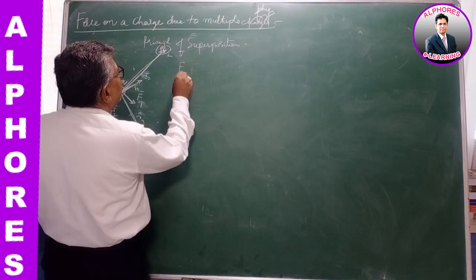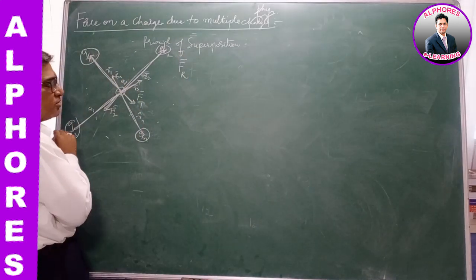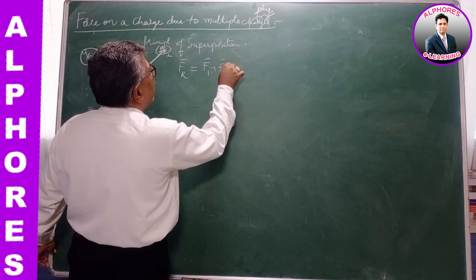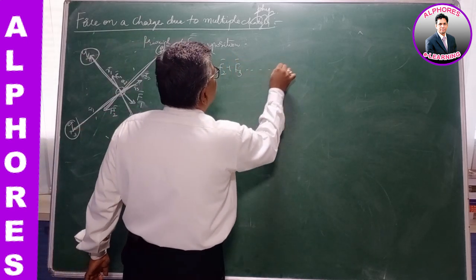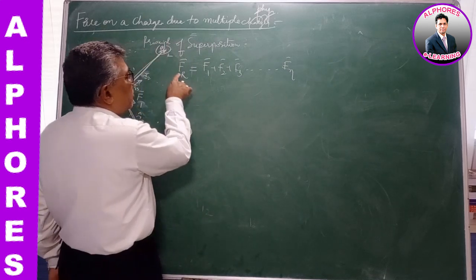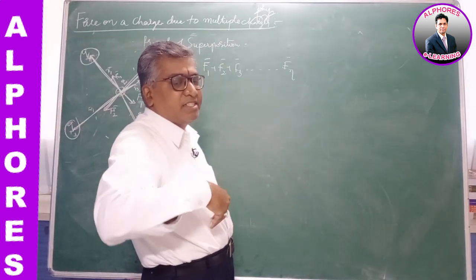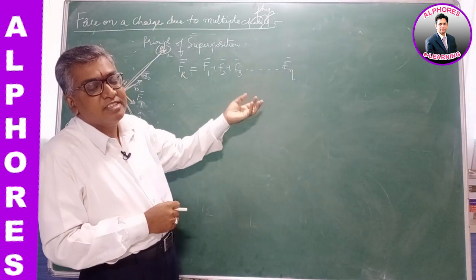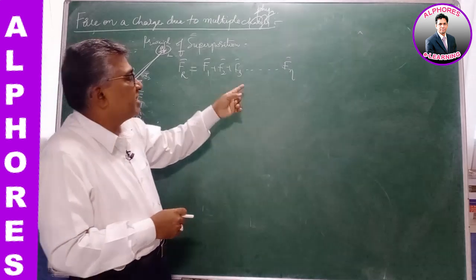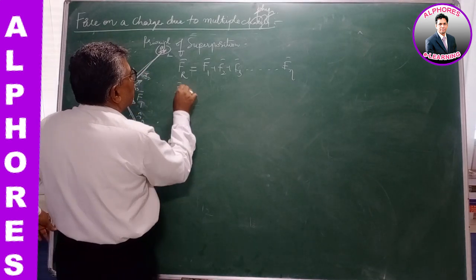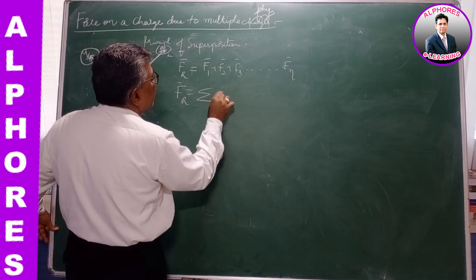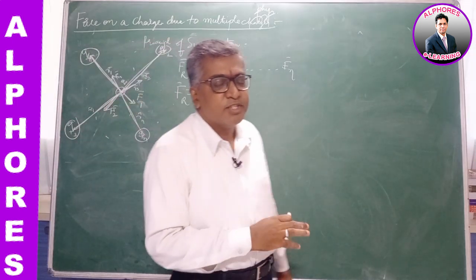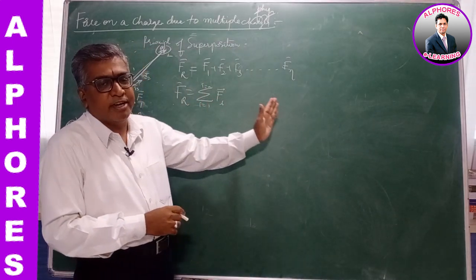For example, the resultant force on this charge is the vector sum of F1 bar plus F2 bar plus F3 bar up to Fn bar. The resultant force on a charge due to multiple charges around it is equal to the vector sum of all the forces considered simultaneously. It is a vector sum. So the resultant force is equal to sigma Fi bar from i equals 1 to n, whichever number of forces you take, you add those many forces vectorially.